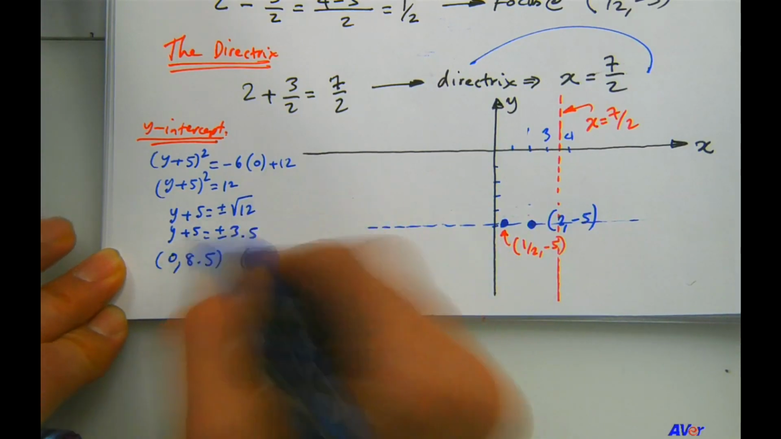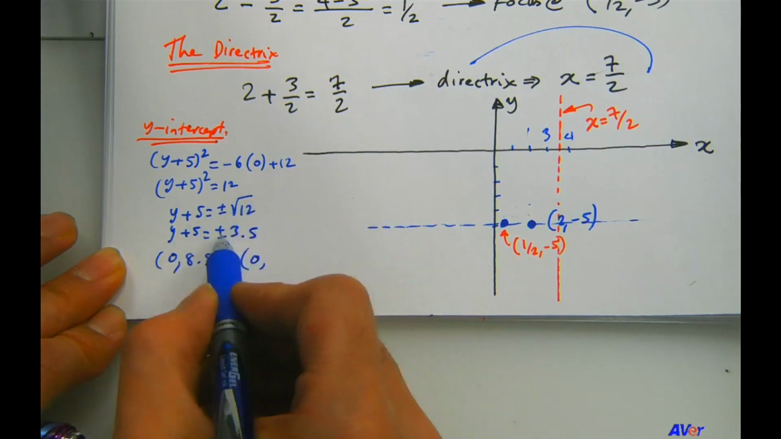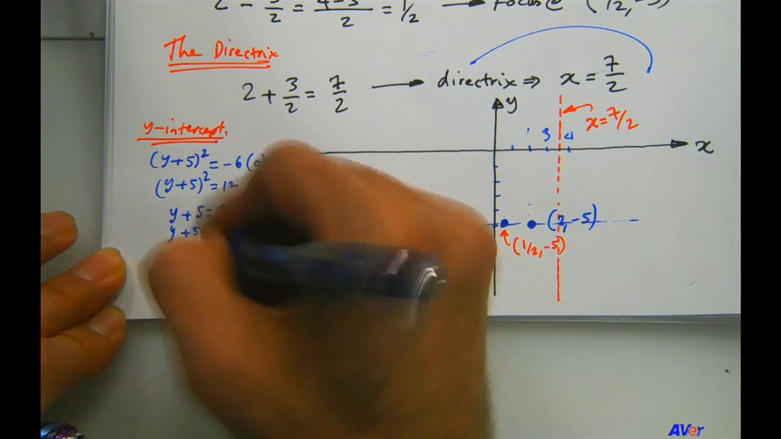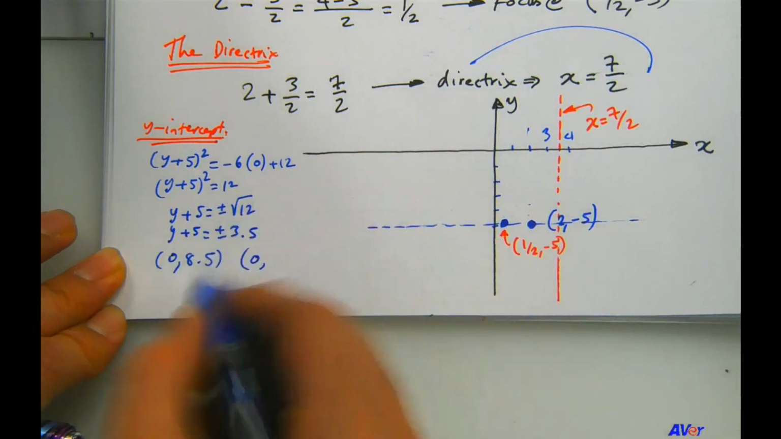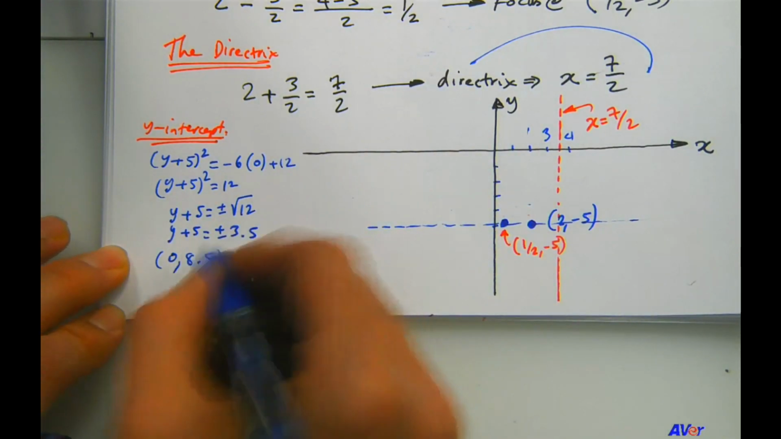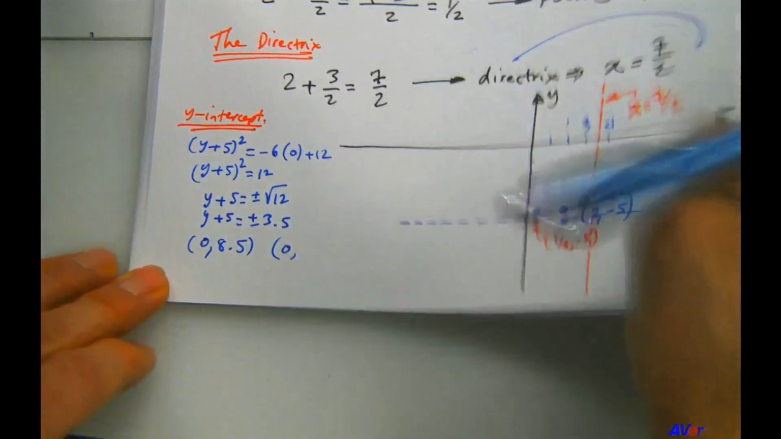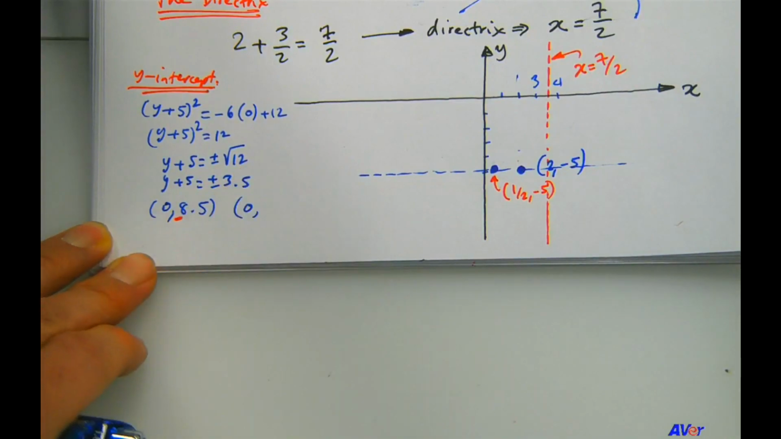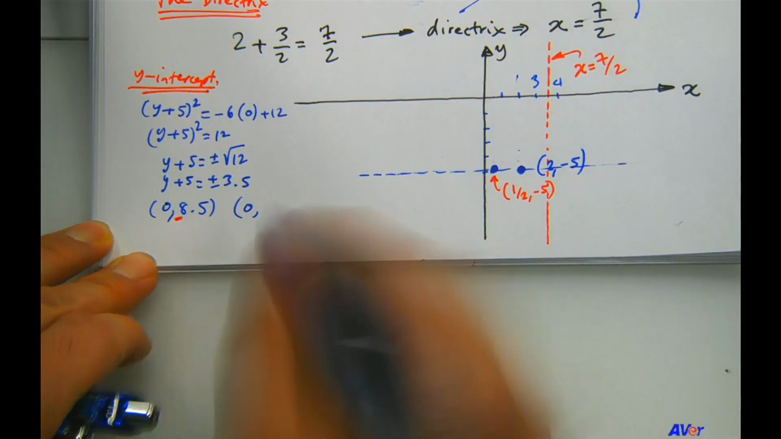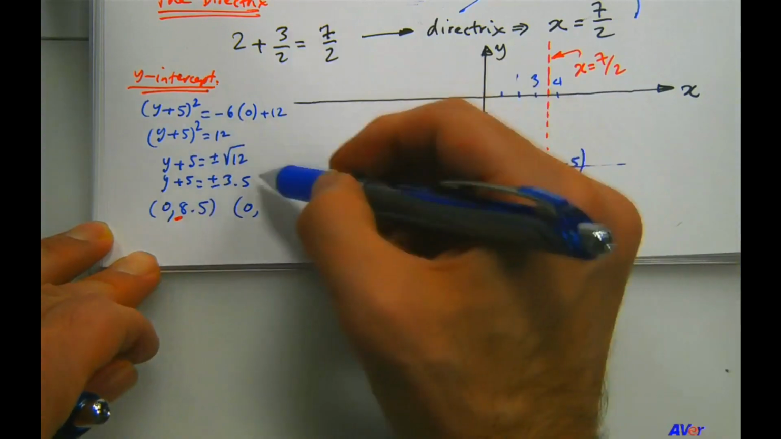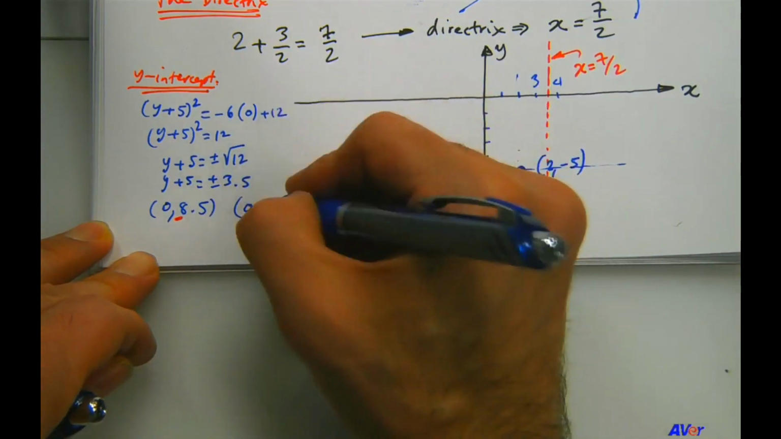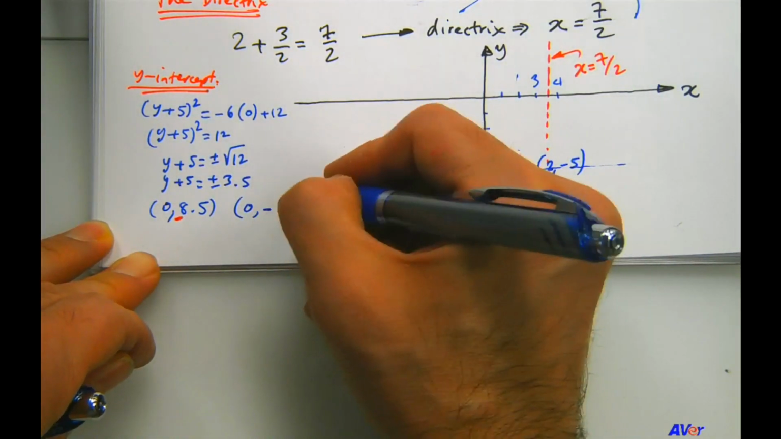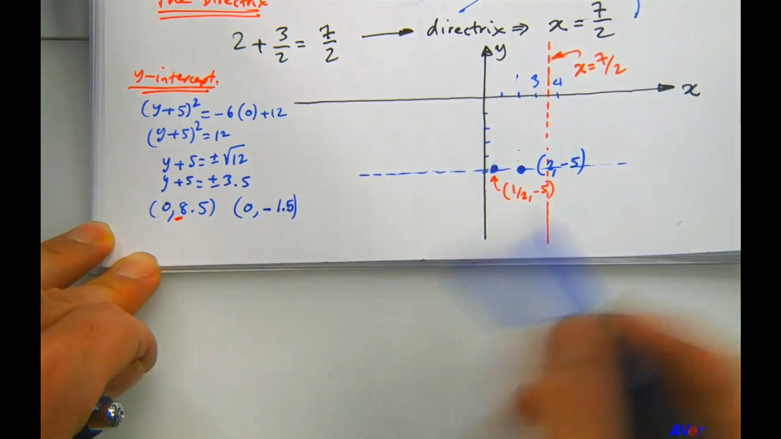So this is minus 5 plus 3.5, that would be minus, I'll do that here. So one of them would be minus, let me add that here. If we solve this equation for y, we get 0 comma minus 8.5. And then the other one would be minus 5 plus 3.5. It'll be minus 1.5. Like that. Okay.